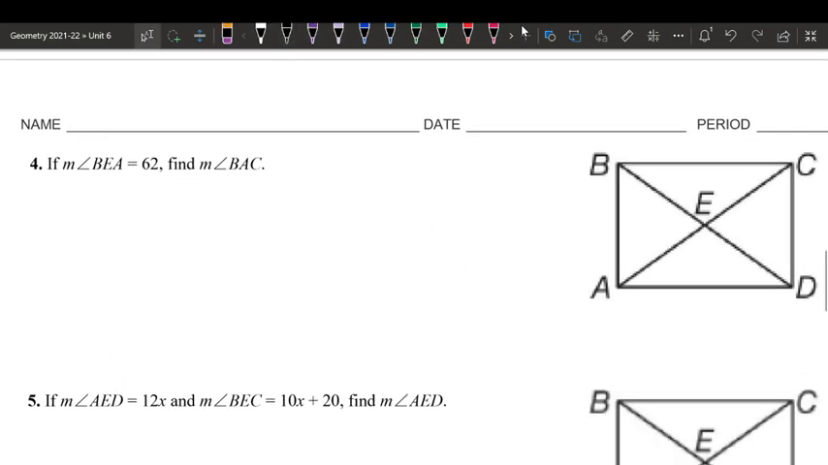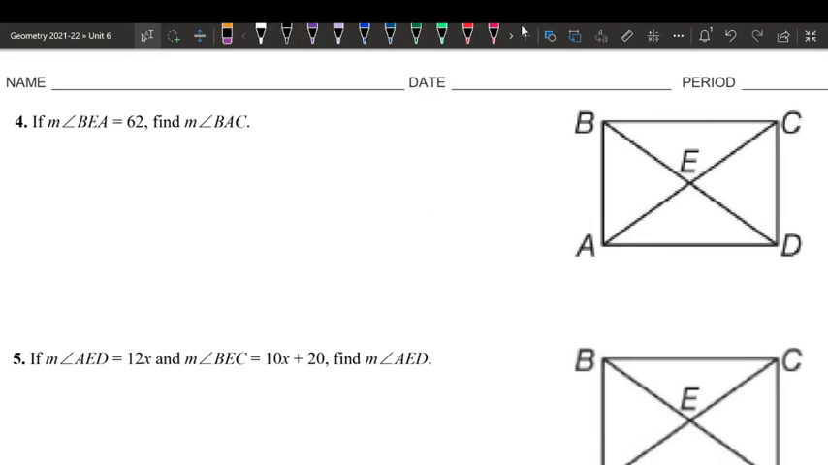On the back, I have some trickier ones. It's still the same figure, rectangle ABCD. And you should always sketch whatever figure you're working with when you're working out the problem. When you don't, it makes it a lot harder.